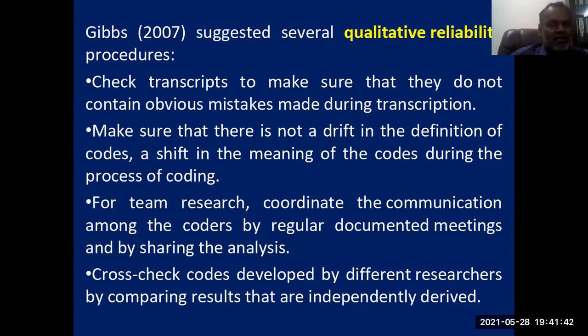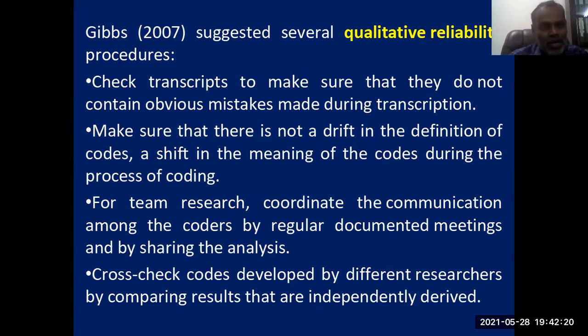Some authors have suggested several qualitative reliability procedures. For example, Gibbs suggested checking your transcripts to make sure that they do not contain obvious mistakes made during transcription. So if your recording is supposed to be transcribed, try to avoid mistakes. Whatever is in the transcripts needs to be properly conveyed, so you need to give extra care. Also make sure that there is no drift in the definition of codes or a shift in the meaning of codes during the process of coding.